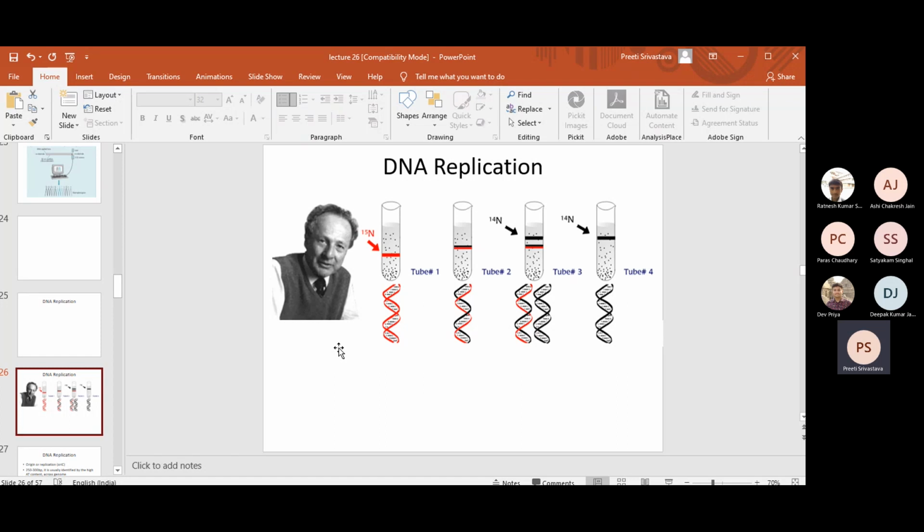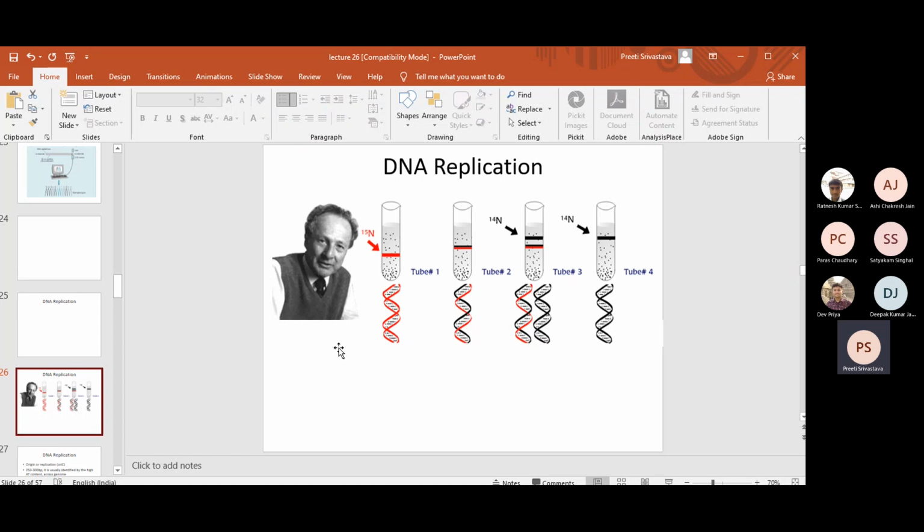From this N14 tube, they started doing the sampling after every doubling time. For example, for E. coli, the doubling time is 20 minutes in rich medium, and in minimal or synthetic medium, the doubling time is 1 hour. So depending upon the medium, they started sampling after every 1 hour or after every 20 minutes.